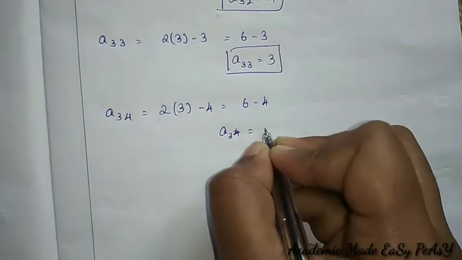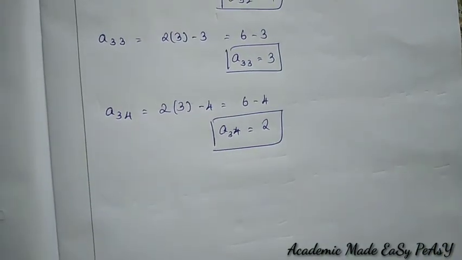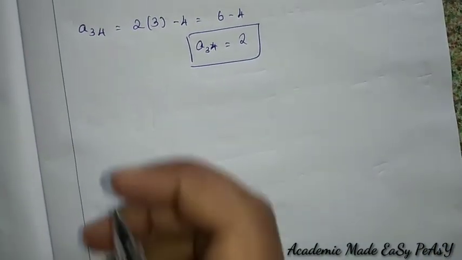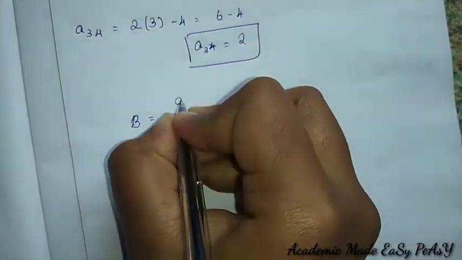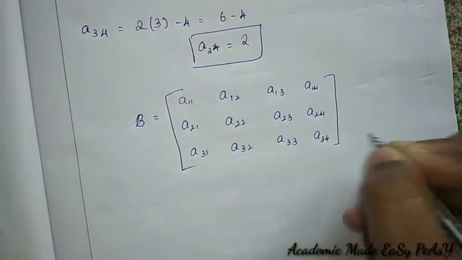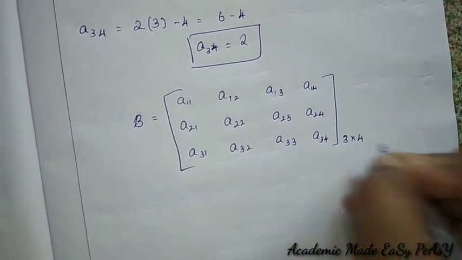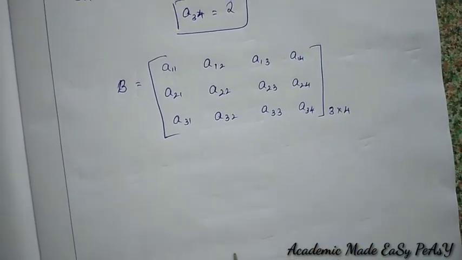A34 is equal to 2. So therefore all the elements are found. Now first let us write the general form. So B is equal to, so this is the general form for the order 3 by 4. Now I will substitute the values.